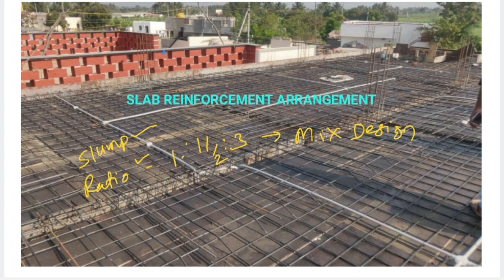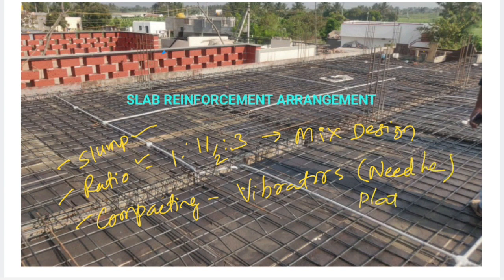The slump and ratio are checked, and then the casting, laying and compacting are to be done. Compacting is to be done using vibrators, needle vibrators. Mainly you will be using needle or plate vibrators. So these things are to be taken care of while casting the concrete.